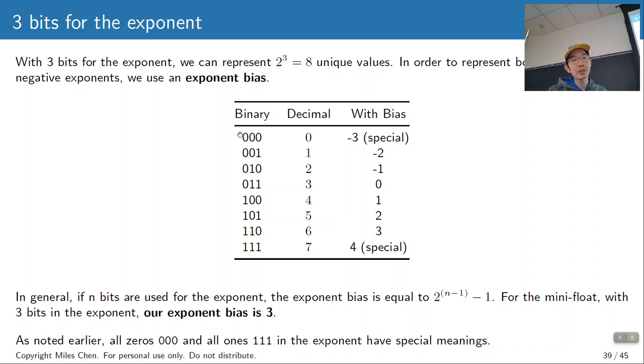We have 8 unique values, and they're all listed off here. So I can go from 0 to 7. We reserve all zeros for a special case. We reserve all ones for a special case, which leaves me with 6 numbers, okay?